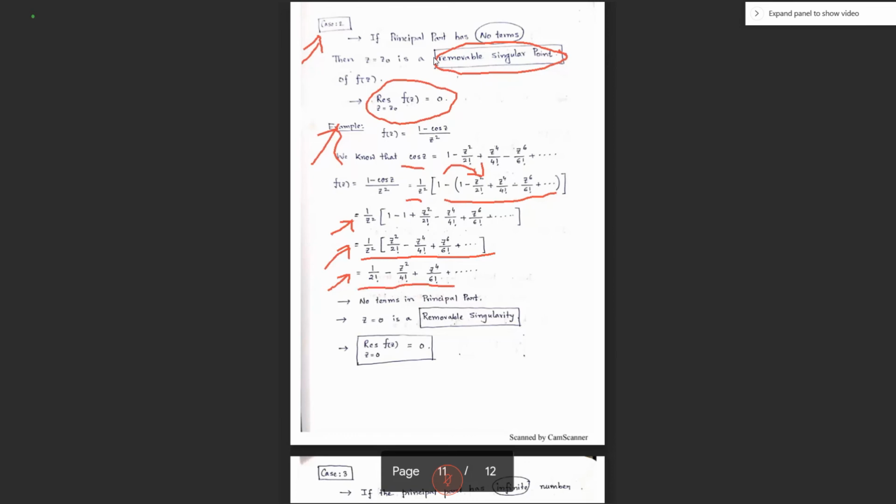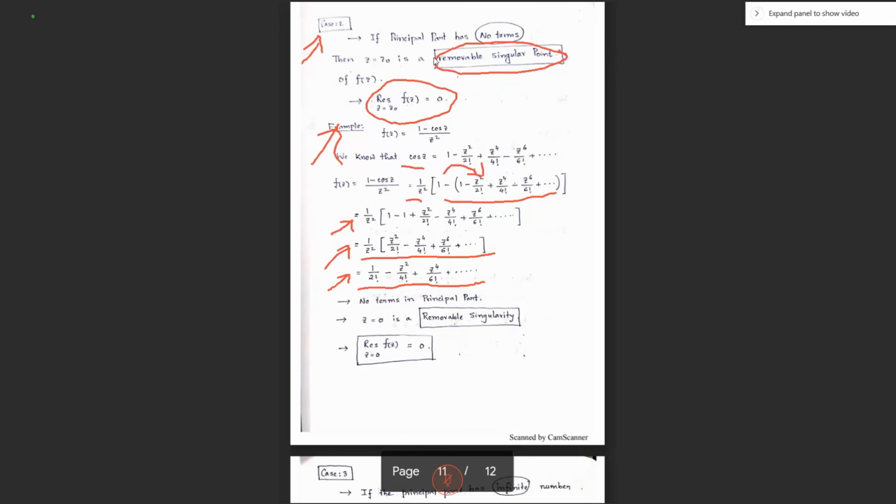See that this is the final expansion of f(z) in the Laurent series. And in this series, there is no term where the z is in the denominator. All the z's are in the numerator. The terms of the principal part look like (z minus z0) in the denominator, that is, 1 by z, z minus 0, would be in the denominator. But here there is no term in the denominator. All the z's are in the numerator. So there is no term in the principal part.